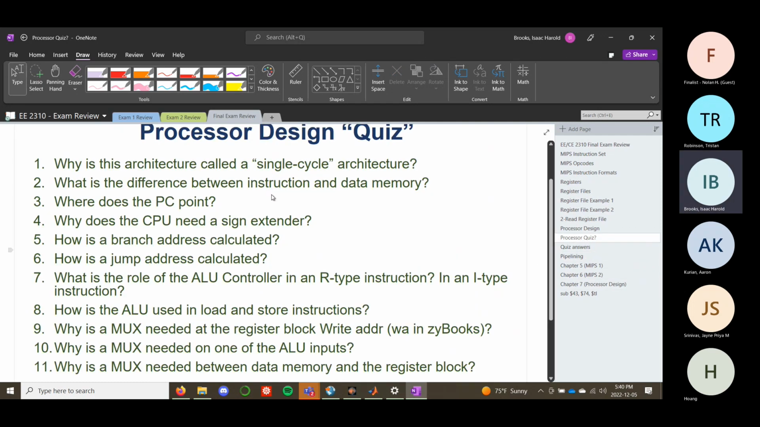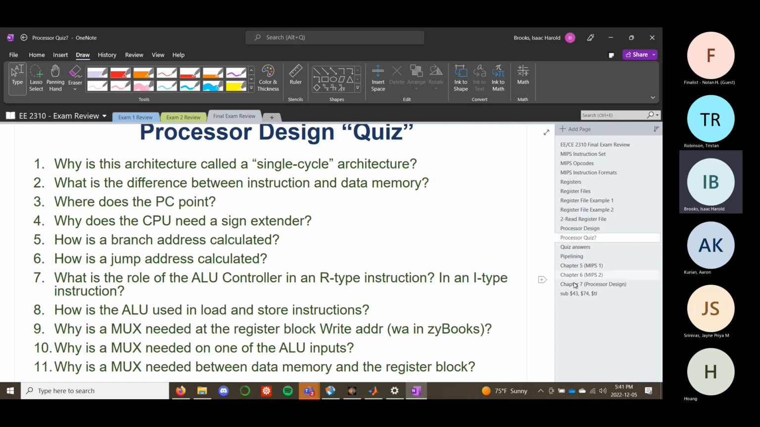Okay, what is the difference between instruction and data memory? Instruction memory has instructions, data memory has data. So your instruction memory is going to have things like your opcodes and your registers and all that. And your data memory is going to have your variable values that you're storing for later. Where does the program counter point? The program counter points to the next instruction to execute. It's the next instruction that it's going to grab.